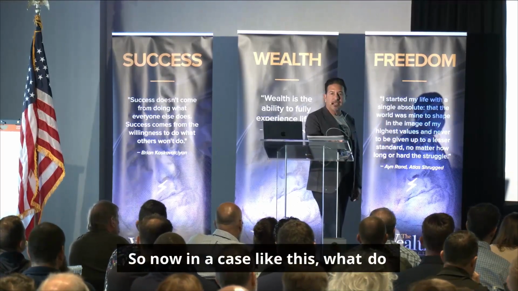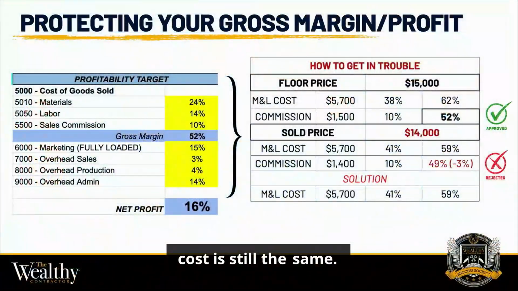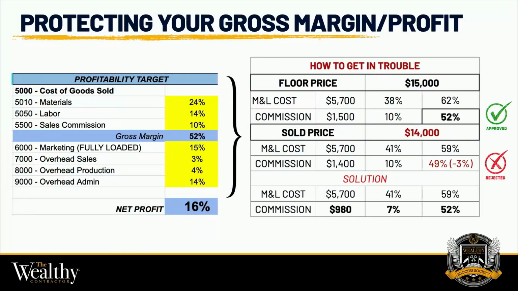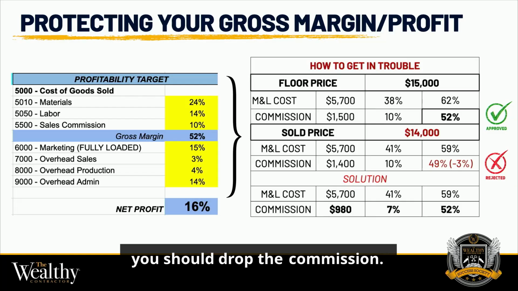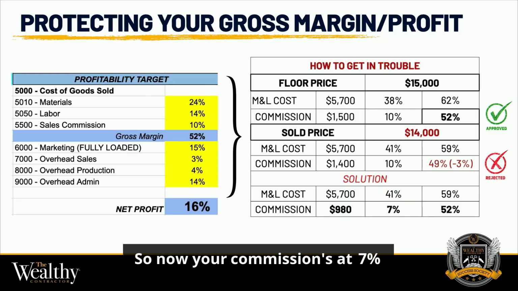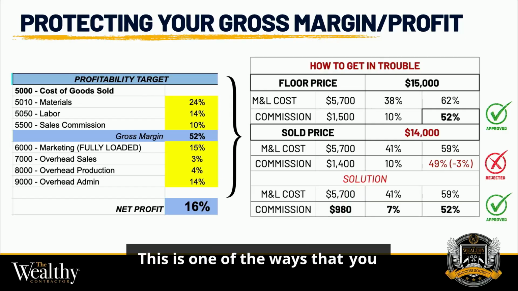So now in a case like this, what do you do? Well, your cost is still the same. It's 5,700, 41%, but your target's 52%. You should drop the commission so it evens out. So now your commission's at 7%, $980, because it was undersold, so that your 52% is now met. This is one of the ways that you protect your gross margin.